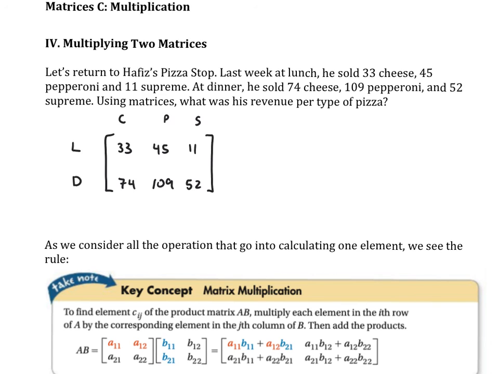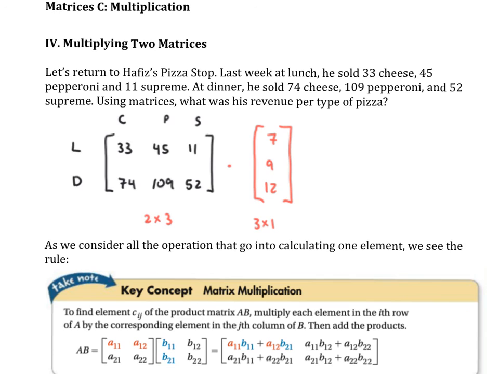Remember what our other matrix was. The other matrix was a 3x1, and this one is a 2x3. The 3x1 was the cost of each of them. So we had 7, 9, and 12. Okay, what are we going to do?